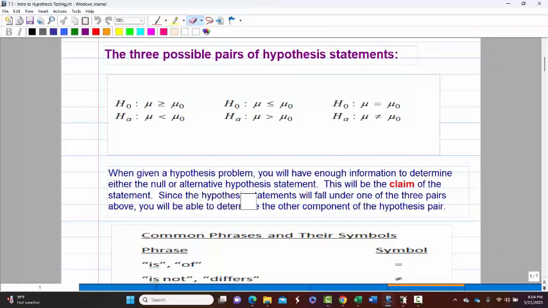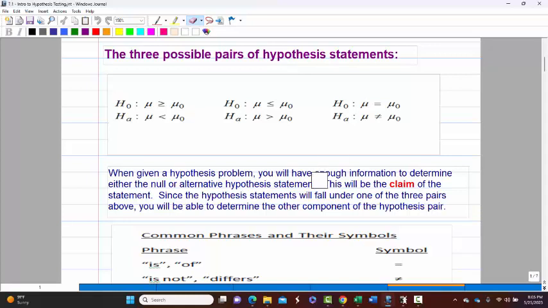Now, when we have a hypothesis problem, all they have to do is give you enough information to determine either the null or the alternative hypothesis. You only need one of the two to get the symbol from the problem, because they're going to have something that they automatically pair up with. So if you know one of the two, you can get the other because of what it has to pair with. And that's what we call the claim. So the claim can turn out to be either the H0 or the HA. It just depends on the wording of the problem and what type of symbol it produces.